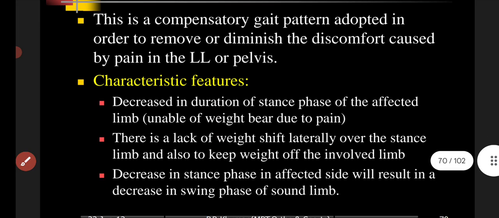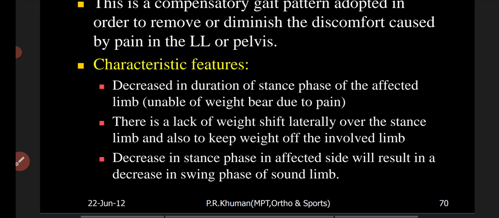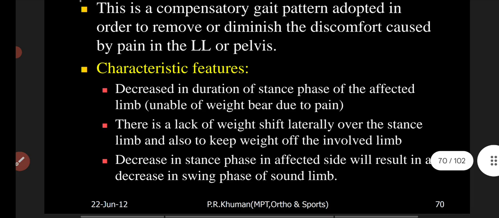Okay. Now, number one characteristic feature is a decrease in duration of the stance phase. In antalgic gait, the stance phase, which is 60% of the cycle, will be affected by the pain in your lower limb. So there is a decrease in duration of the stance phase of the affected limb. The patient is unable to weight bear due to the pain.